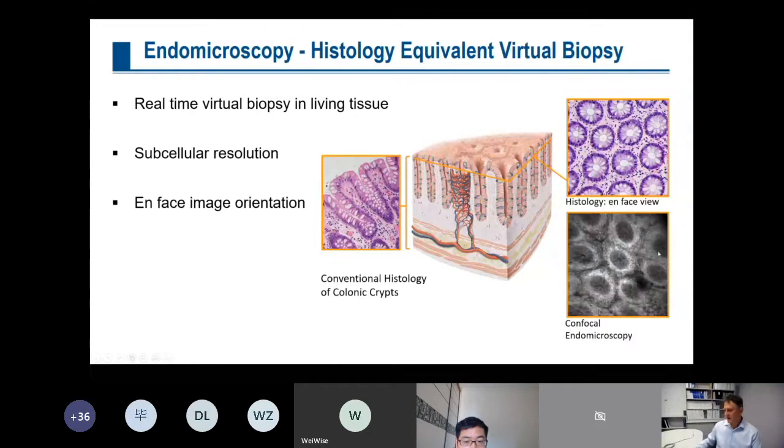Now, what you can see in the confocal endomicroscope view is that it matches very well with the histology on-face view, and you can see cellular detail in the confocal endomicroscope image.